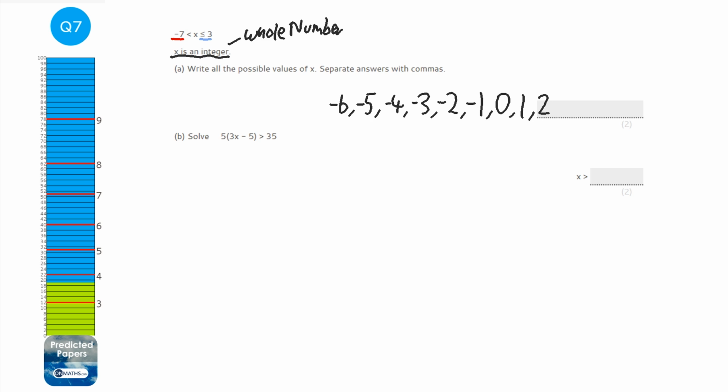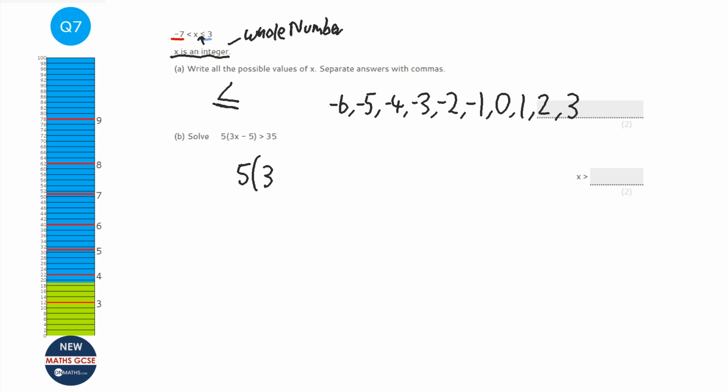Now let's have a look at the other one. It says x can be less than or equal to 3. So that line there, if I do it a little bit bigger, the line that I've just drawn says it can be 3. So we must include 3 in our answer. And that's how you get full marks. Now you probably will get 1 mark if you forget to put the 3 down or you put the minus 7 accidentally.